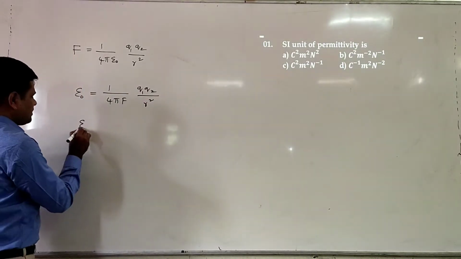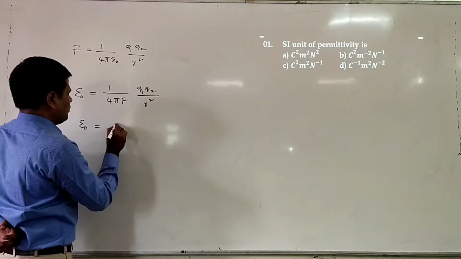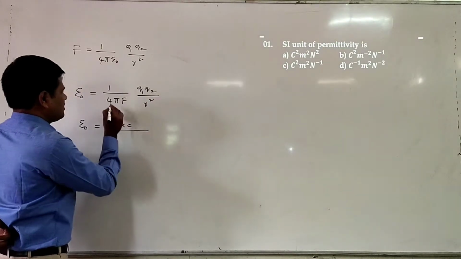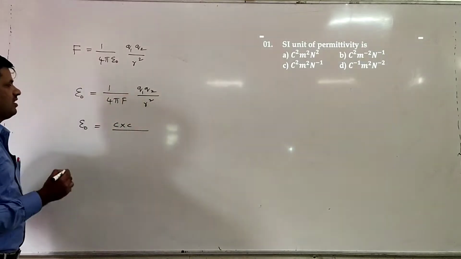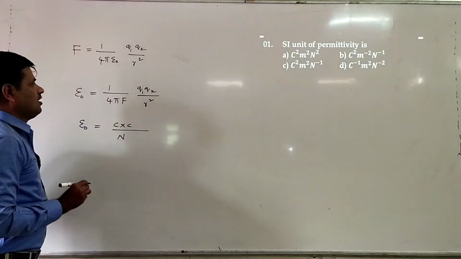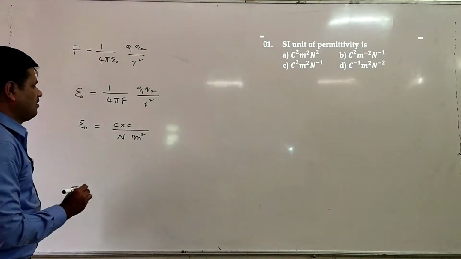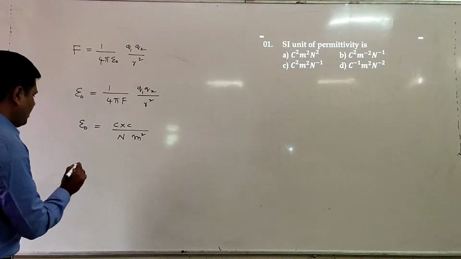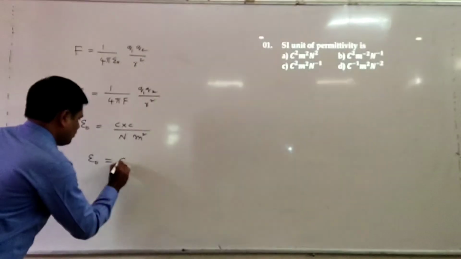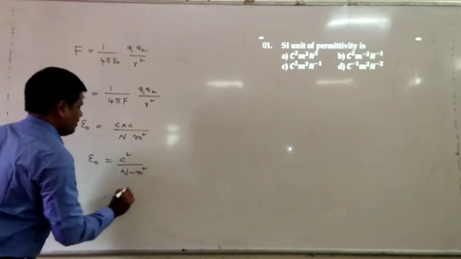Now epsilon naught is equal to: the charge unit is coulomb, coulomb into coulomb we are writing here. This is 4 pi; 1 by 4 pi does not have any units, it is a constant. The force unit is Newton, and the distance unit is meter, meter into meter, meter square. Now epsilon naught is equal to coulomb square by Newton meter square.